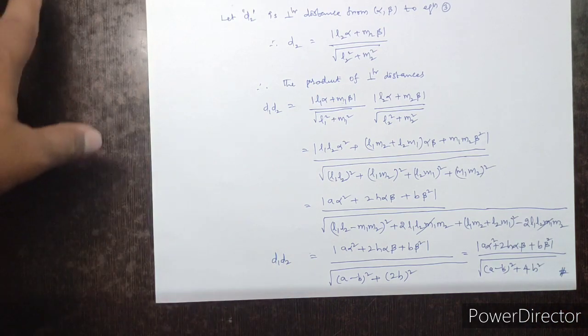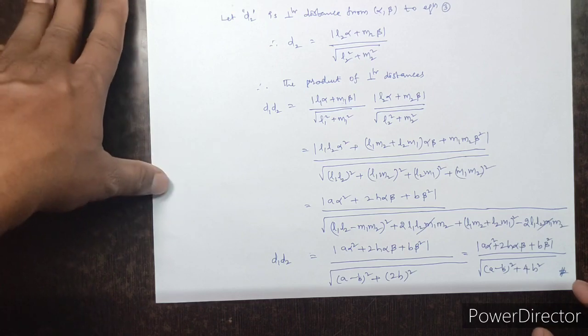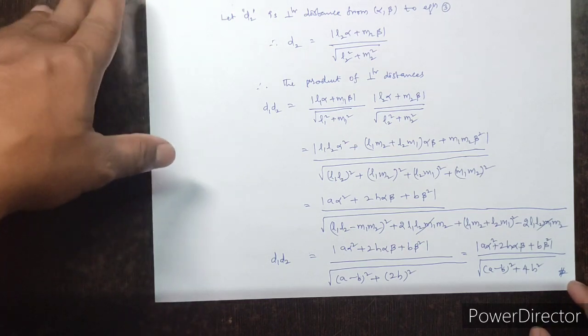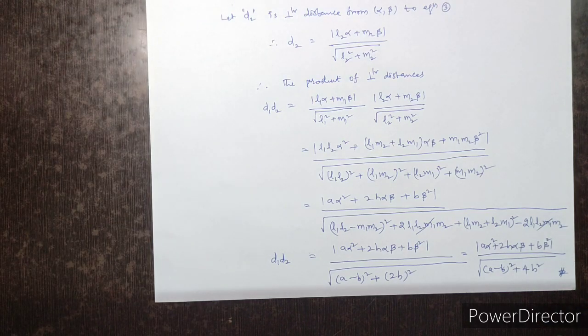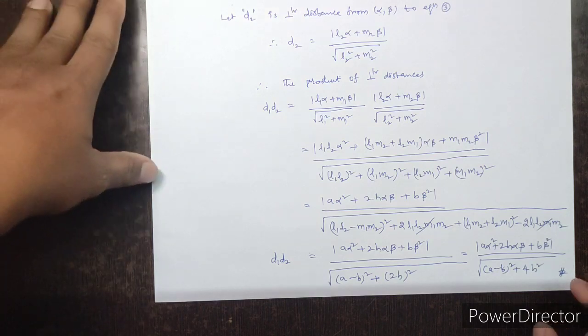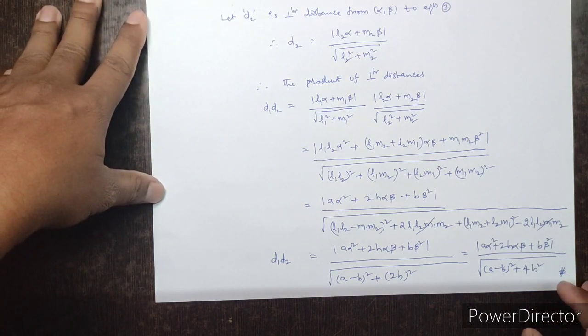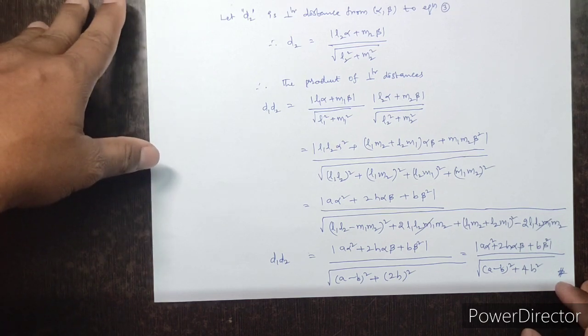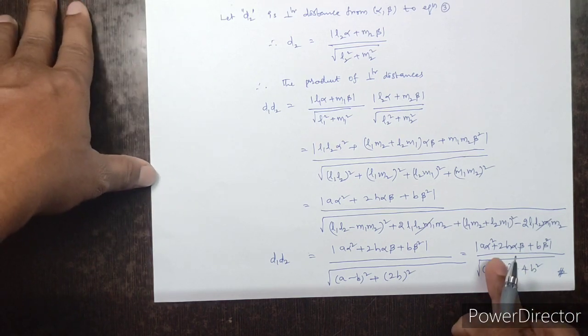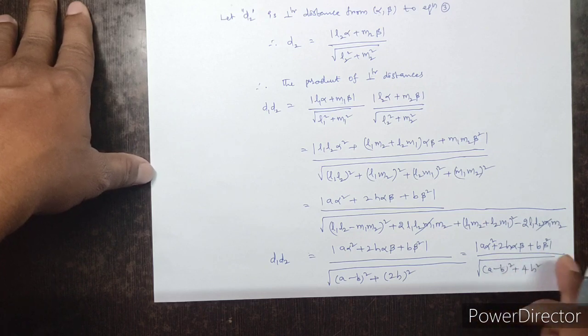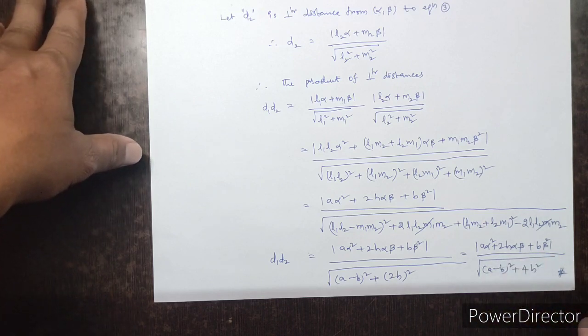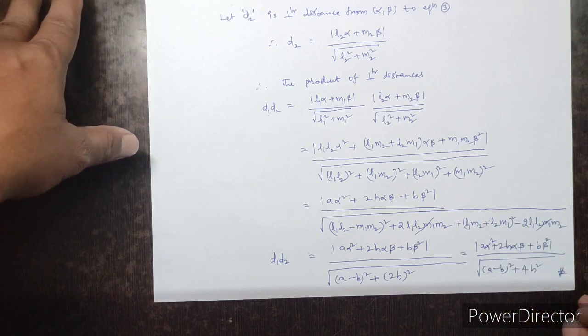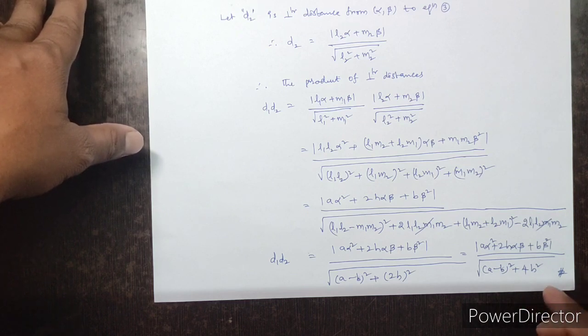Therefore the product of perpendicular distances from point alpha comma beta to the pair of straight lines ax square plus 2hxy plus by square equal to 0 is, what is the product? Modulus a alpha square plus 2h alpha beta plus b beta square by root of a minus b whole square plus 4h square.